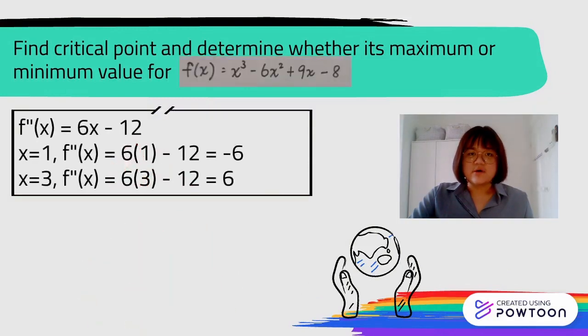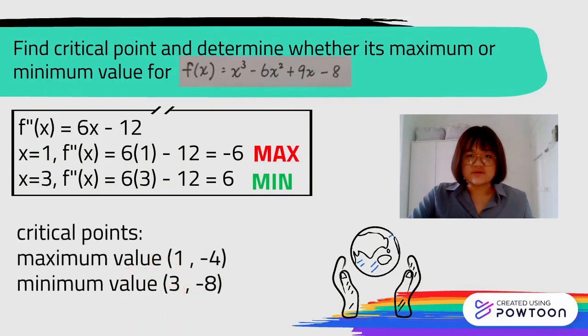To determine the minimum or maximum value of the critical point, we need to do second order differentiation. Therefore, f double prime x equals 6x minus 12. Then substitute the values of x into the equation. When x is equal to 1, f double prime x will be negative 6, which is less than 0. Therefore, it is maximum value. When x is equal to 3, f double prime x will be 6, which is more than 0. Therefore, it is minimum value. We can conclude that critical point (1, negative 4) is maximum value, and (3, negative 8) is minimum value.